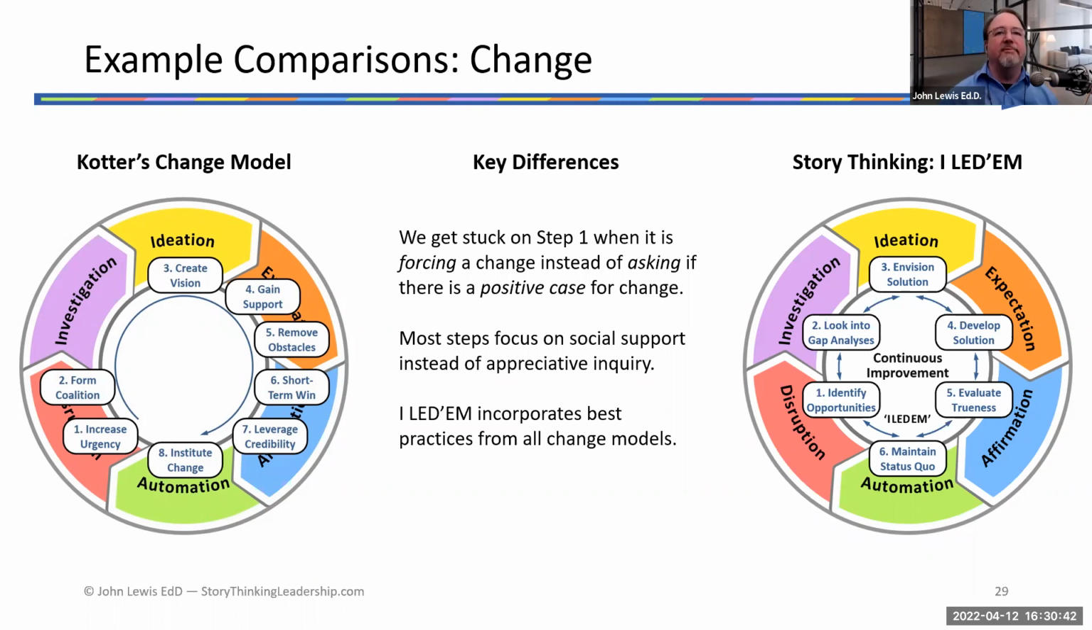There's more than one type of analysis. Envision, develop solution, evaluate trueness, what you'll accept as true. And then the importance also of maintaining status quo. That's where proficiency is, while keeping our eye out for more opportunities.